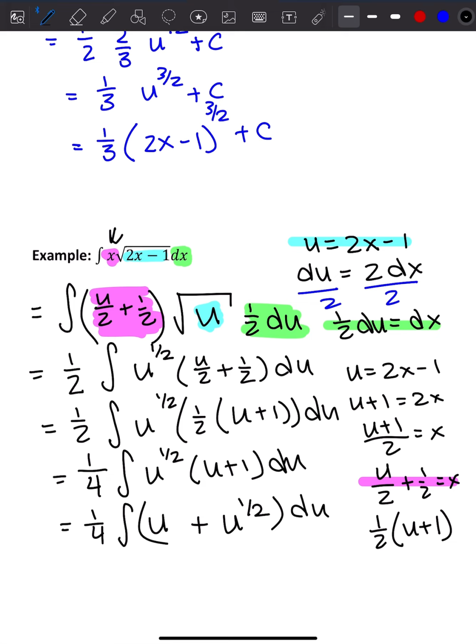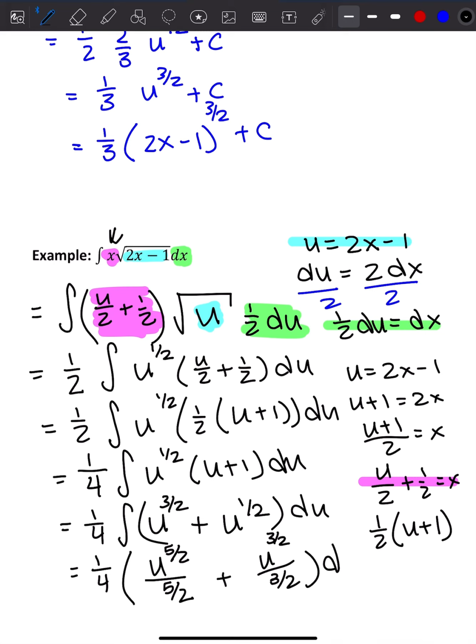Well, that's u^(1/2) du. u^(1/2) times u to the first power. When I multiply things of the same base, I can add their exponents. So I have the power of 1/2 plus the power of 1, so I have the power of 3/2. Now I can use the power rule. So I have 1/4 times u^(3/2). We're going to add 1 to it, so now we're going to have 5/2. And then we're going to divide by 5/2, plus u^(1/2) integrated, which is u^(3/2) divided by 3/2, du.